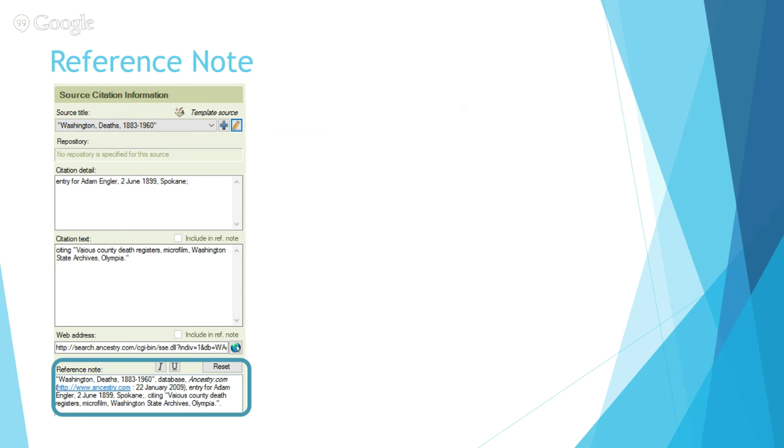On that screen is where you manually enter the date that it was accessed. And I've done a couple of videos on how to do that. And I realized looking at the screen that I did not put the word accessed before 22 January 2009. I thought I had corrected that before I made that screen capture, but I have to manually enter that information into the reference note field.